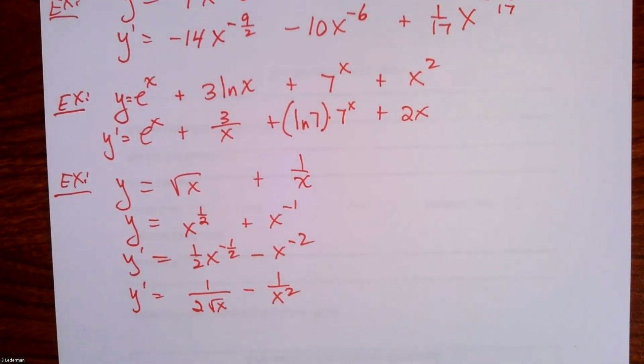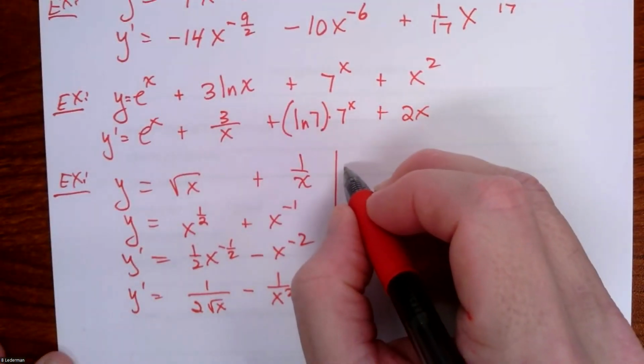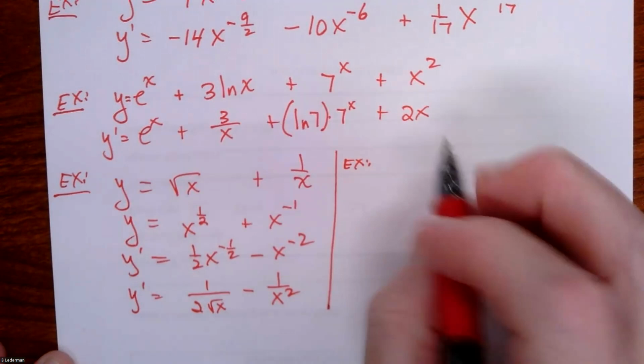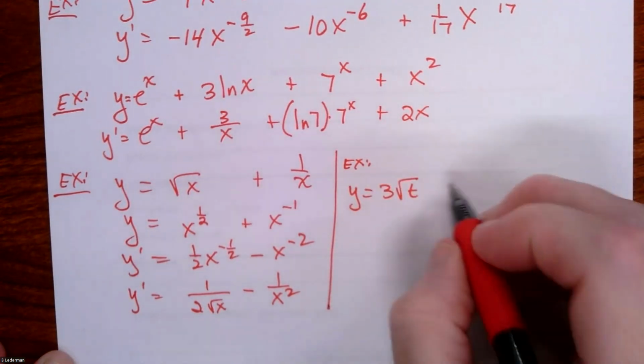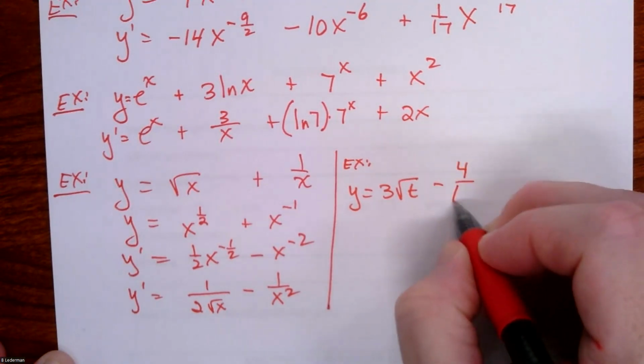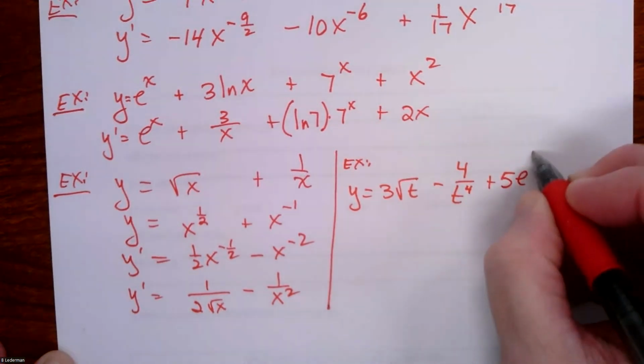I'm going to call this example. Let's do another example, and that will be y equals 3 square root of t minus 4 over t to the 4th power plus 5 e to the t.